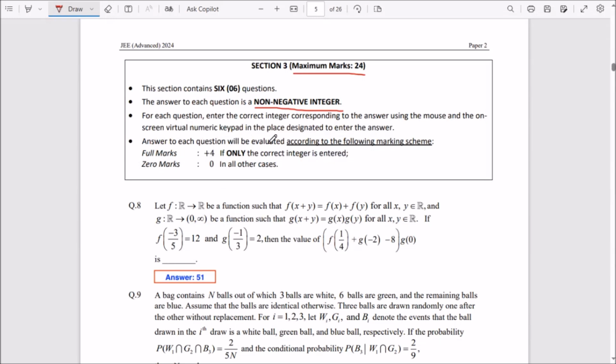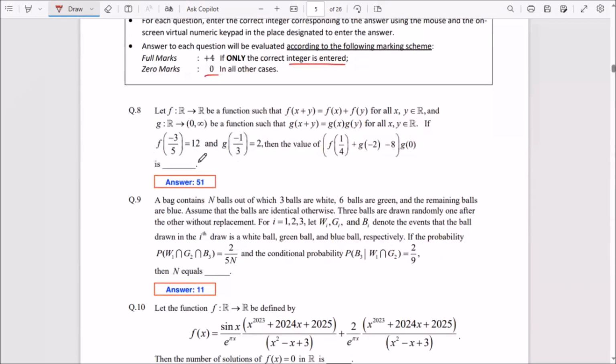Answer to each question will be evaluated according to the following marking scheme. You will get plus 4 if only the correct integer is entered. In other cases, 0. Even if you enter a wrong answer, there is no negative marking. However, you will not get any marks.